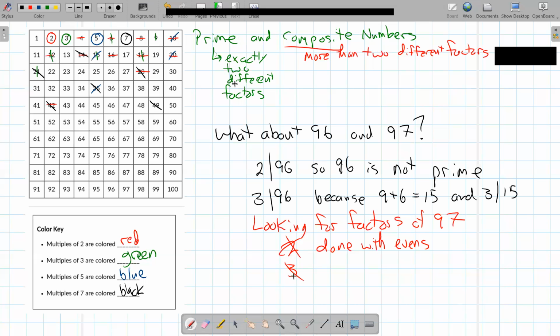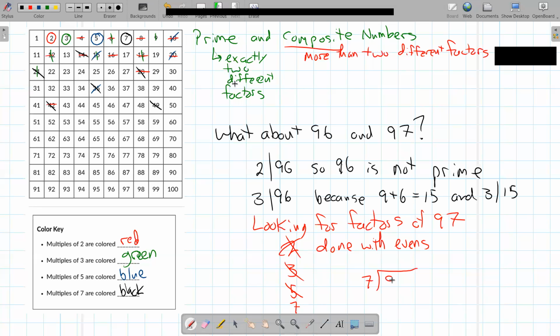So the next number I really need to check is 5, and I can see it doesn't end in a 5 or a 0, so 5's out. And then I don't need to check 6 because 2 and 3 didn't work. So the next number I would check was 7. And there's no easy test for 7, just kind of do the division.